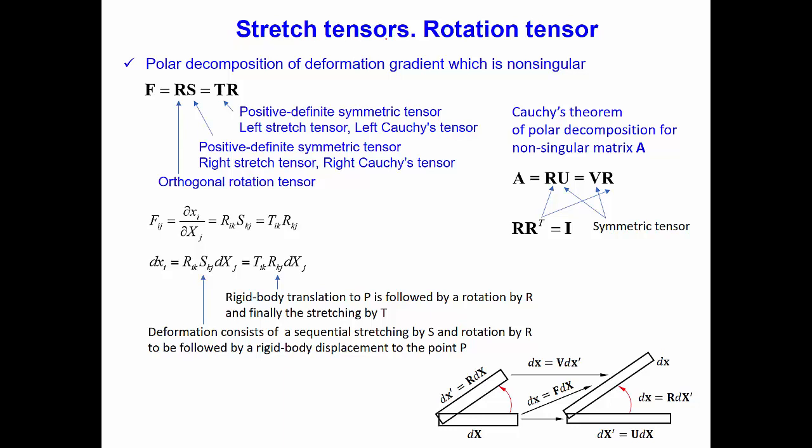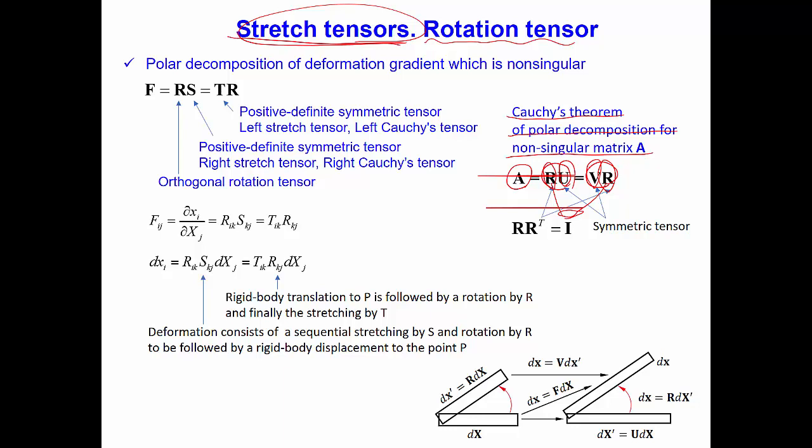Now we are going to define the stretch tensor and rotation tensor, which are very important in mechanics. Following Cauchy's theorem of polar decomposition for a non-singular matrix A, we can express it by a multiplication of two matrices, in which one is symmetric and the other is orthogonal. It is interesting to note that there are two options of polar decomposition according to the position of the orthogonal matrix.